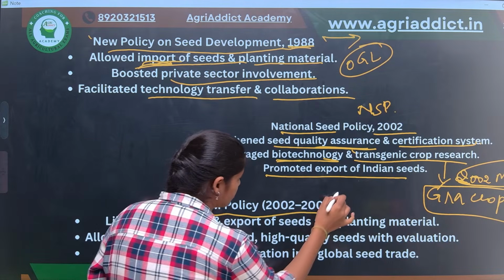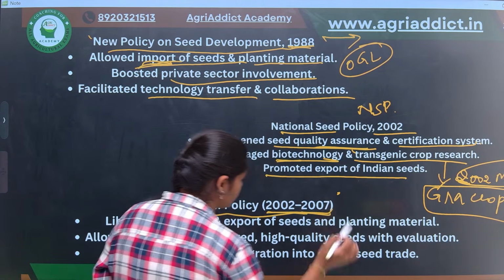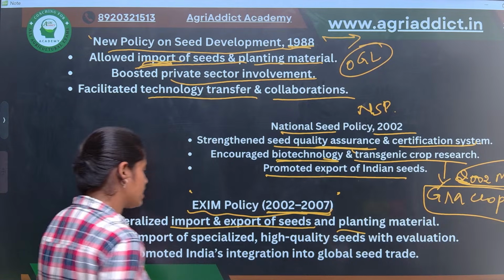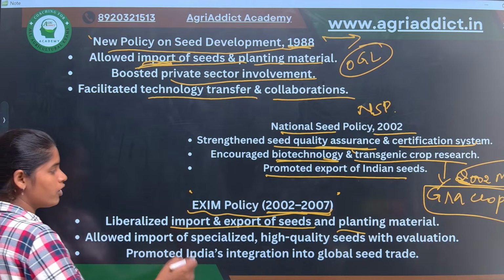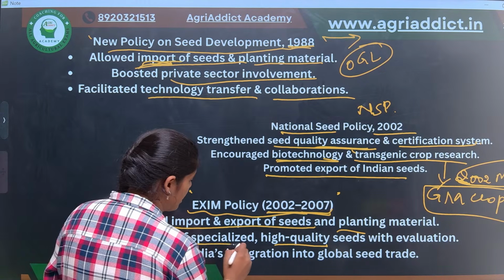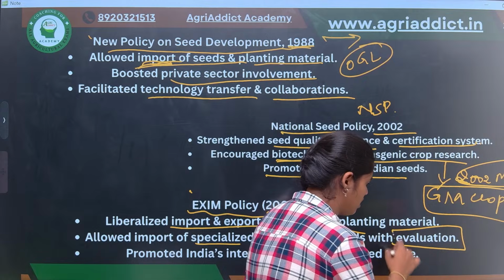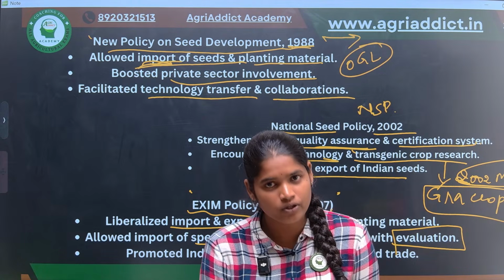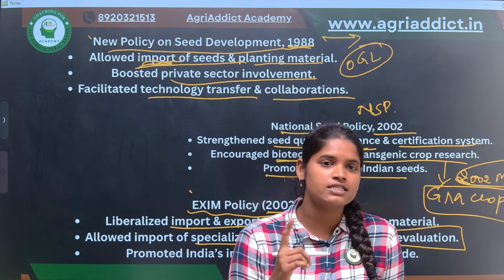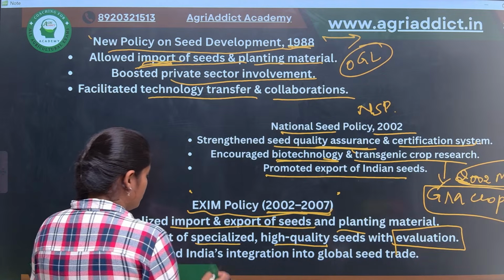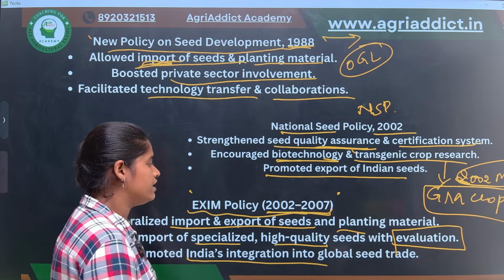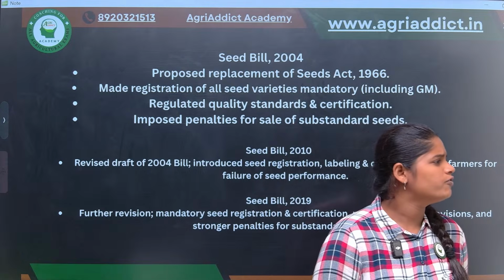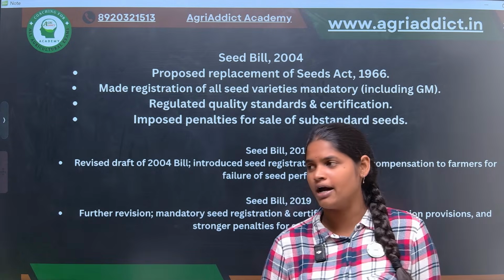Then we also have the EXIM policy which was formulated in 2002-07. It liberalized some import and export of seeds and also planting materials. So it allowed the import of high quality and specialized seeds with evaluation. After evaluating for 3 to 4 months, then we import the seeds, thereby the quality is assured. Okay. Then it also promoted India's integration into global seed trade. Right? Nice. Vishal, right answer, it is March 2002.